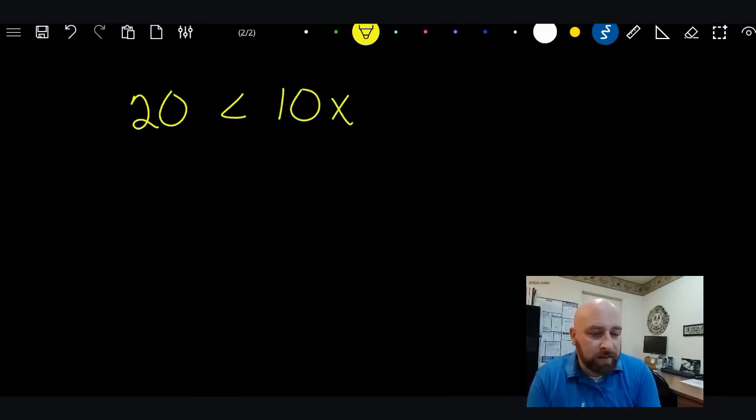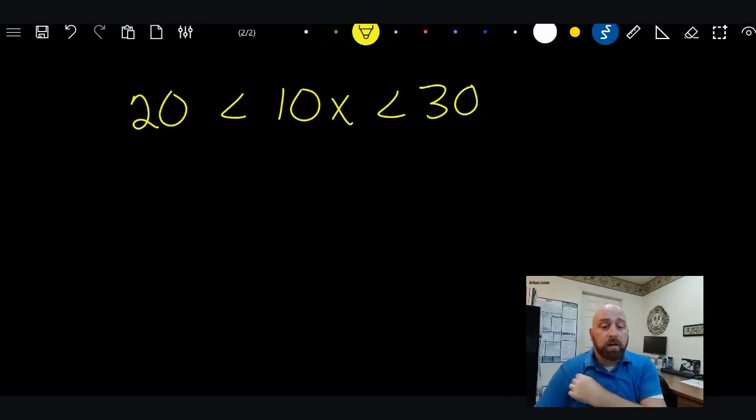All right. Let's do one more. Okay, let's do a compound. Now we're stepping up our game. Compound means more than one, okay? And so here's what we're going to do with this compound. We're going to do 20 is less than 10x is less than 30. So we got lots of stuff going on here. So remember what I told you, just solve. Just solve. Now, here's the weird part.